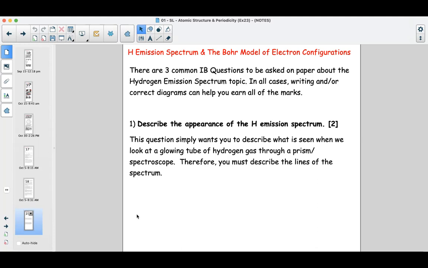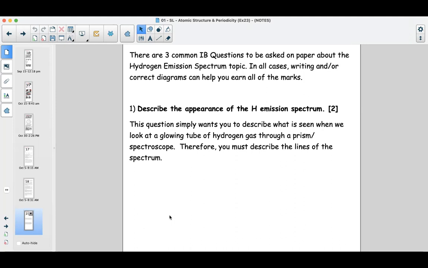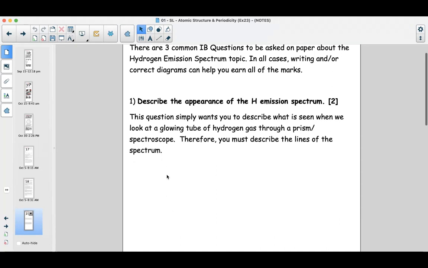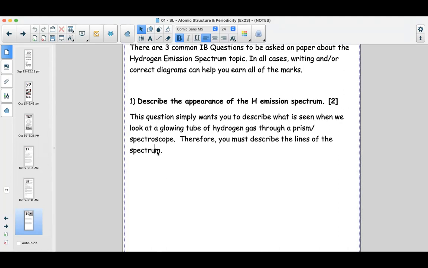To summarize the three main questions that you get about the hydrogen emission spectrum, the first one is describe the appearance of the hydrogen emission spectrum. So this question is simply asking you to say, what does it look like? You guys have all looked through the spectroscope at this point and seen the colored lines that we know hydrogen is giving out when it's put into that glass tube and excited with electricity. So this question, we just need to give 2 marks to explain what it looks like.